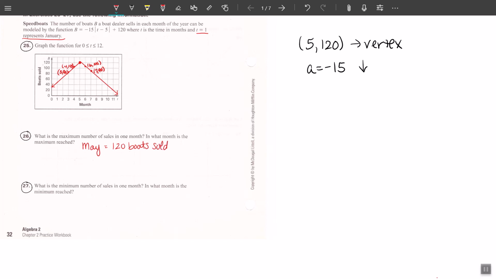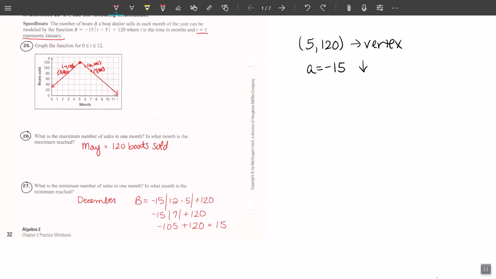27 asks for the minimum. What is the minimum number of sales in 1 month? Well, you can look at our graph and see that as this side descends, it's going to go all the way down into month 12. They don't have month 12 written there, but if month 12 were written there, we can see that would be our lowest point. Okay, it almost looks like it's going to be 0 boats sold. So that's a good place to go in and actually take 12 and evaluate t of 12 and see what you get, because the graph, especially the way we have it written, is a little bit unclear. We can't exactly read it from there.